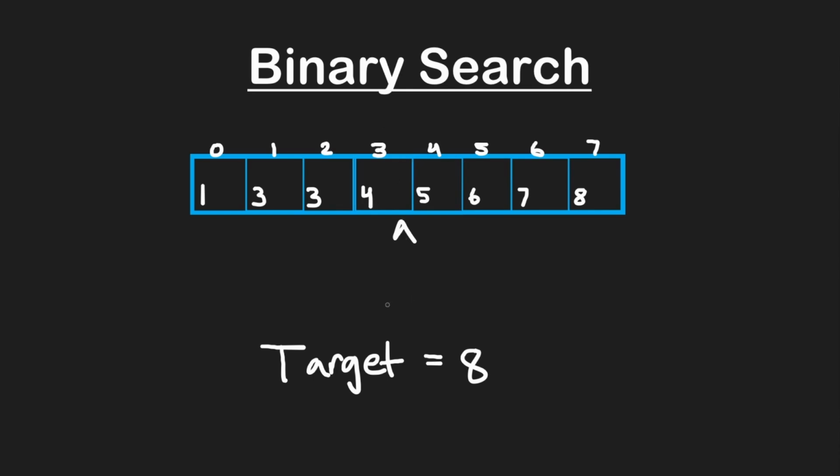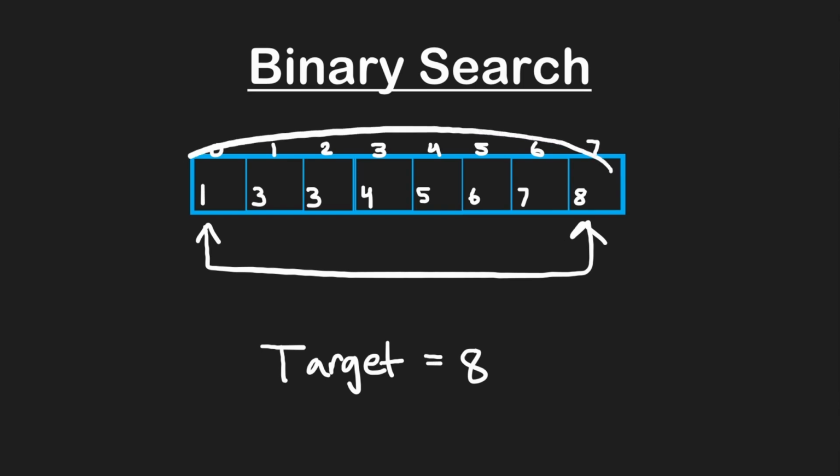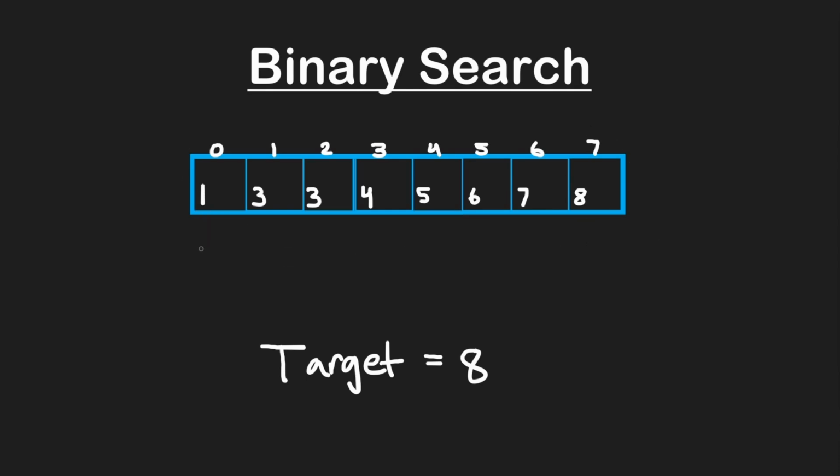Well, first we want to have our boundaries. Our boundaries tell us what is the portion of the array that we're currently considering. At the beginning, the value 8, the target, could be anywhere in the input, so we have to consider the entire input array. So we have 2 pointers. I call them the left and right pointer, but sometimes people will call them the low and the high pointer. Basically, they're our 2 boundaries.